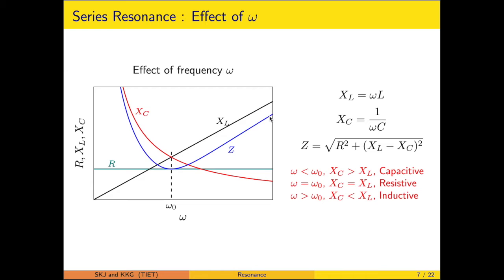And Z is plotted likewise, expressed as the root of R squared plus the square of XL minus XC. What we will see is that at this specific frequency, which we have designated as omega 0, the impedance is minimum, and that value is exactly equal to the resistance.